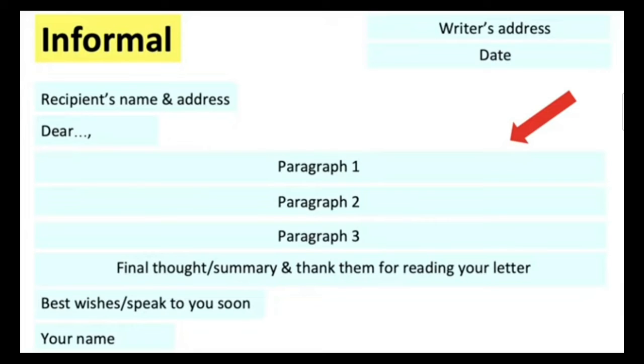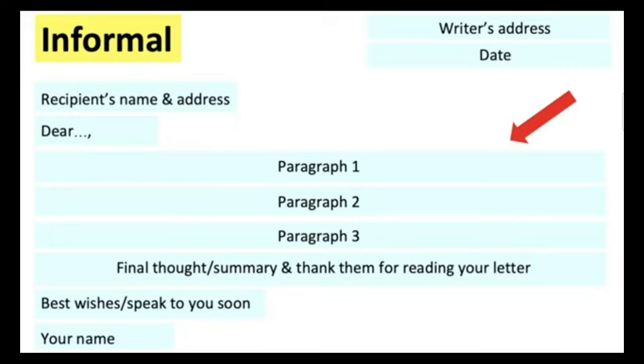It's important to use paragraphs. The paragraphs can be used to talk about each point. So the first paragraph can be used to talk about the first point, the second paragraph can be used to talk about the second point, etc.